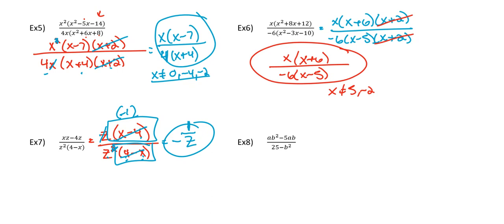All right, example 8 is kind of similar, so let's work on that. We're going to have a negative as well here. So let's see how to approach that. For the top one, we can take out a GCF of AB. AB. And we're left with B minus 5.